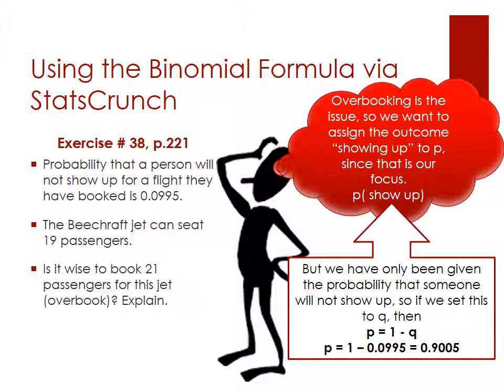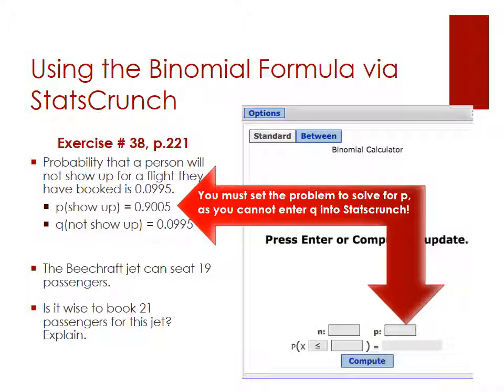keep in mind that the only probability we've been given is that someone will not show up for a flight that they have booked for. So we need to set that for Q, and then we use our formula of P equals 1 minus Q to get our probability for people showing up for a flight that they have booked a ticket on as 0.9005.